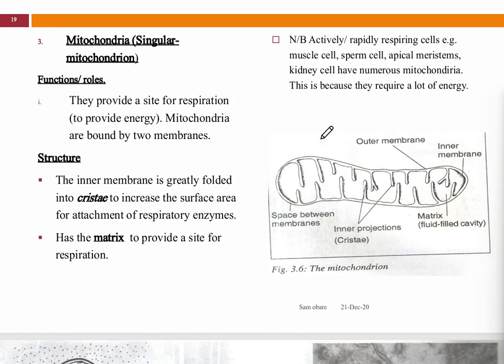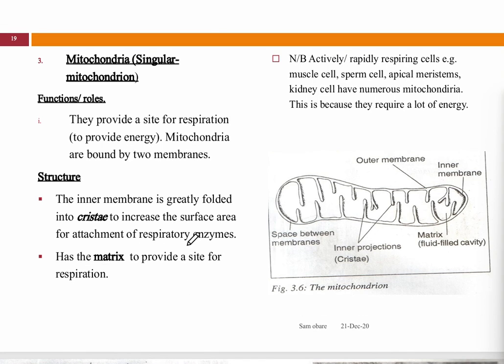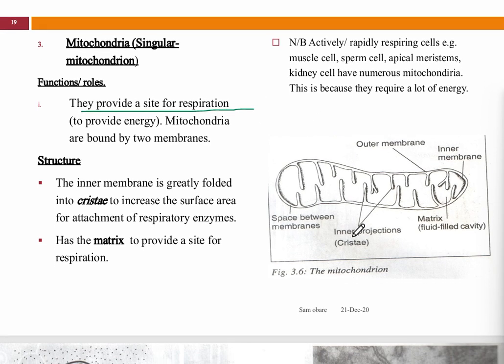Mitochondria. Sometimes we look at a topic known as respiration. The function of the mitochondria is to be the site for respiration. It has two adaptations. Number one, the inner membrane is greatly folded into cristae to increase surface area for attachment of respiratory enzymes. Number two, it has a matrix to provide a site for respiration.